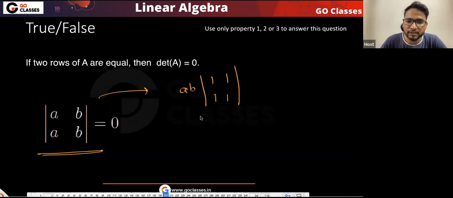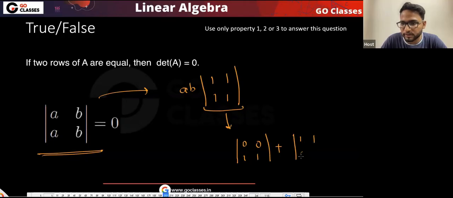What do I have to do next? Linearity. Okay. So for the linearity, let me find out. Maybe you can do it in that way, or maybe some other way. How to apply linearity? I'm not getting you. If you apply linearity on this row, then you will be getting GP.